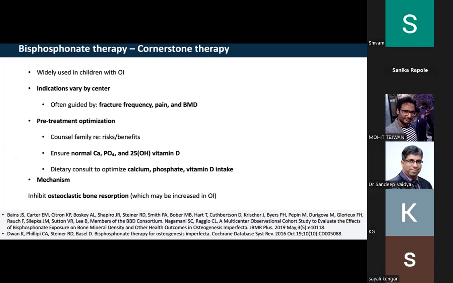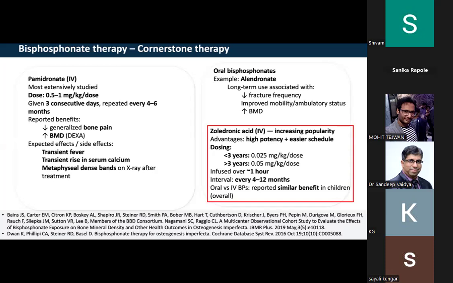So indications vary across centers. However, administration is guided by frequent fractures, significant pain, low BMD, vertebral compression, and functional decline of the child. At the outset, it is very important to counsel the family and set expectations. We should ensure normal calcium, phosphate, and vitamin D. And you can get a dietary consult done as well to ensure adherence of the child and the family towards this regimen. So there are certain regimens which are followed.